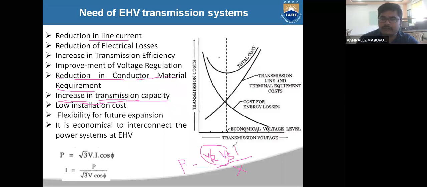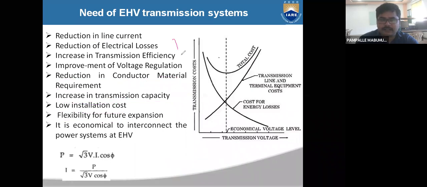So this voltage we are going to increase. Then what about the power? Power will also increase. That means because of using higher voltage transmission systems, the transmission capacity of the line will increase, and you will also have low installation cost, and you will also have the flexibility for future expansion of the line, and it is also economical to interconnect the power systems at extra high voltage transmission lines.